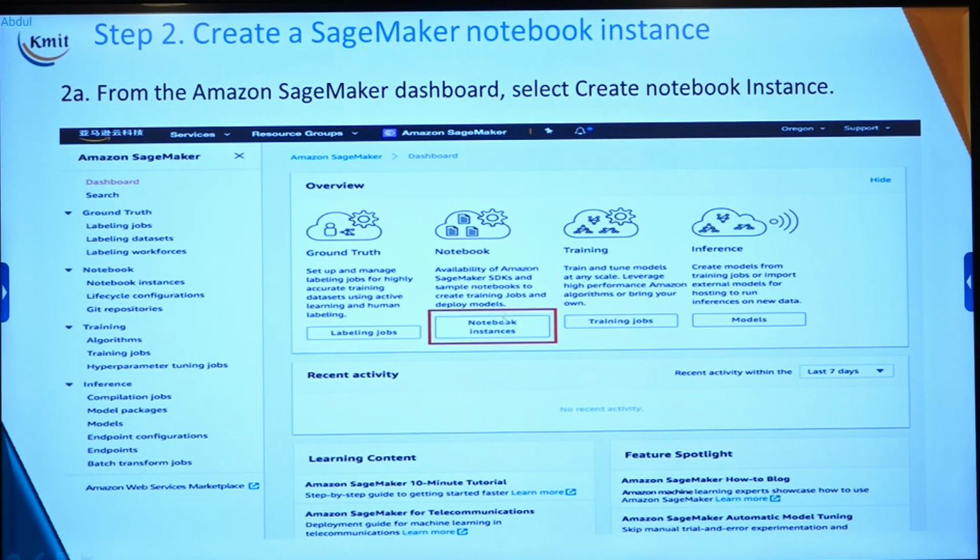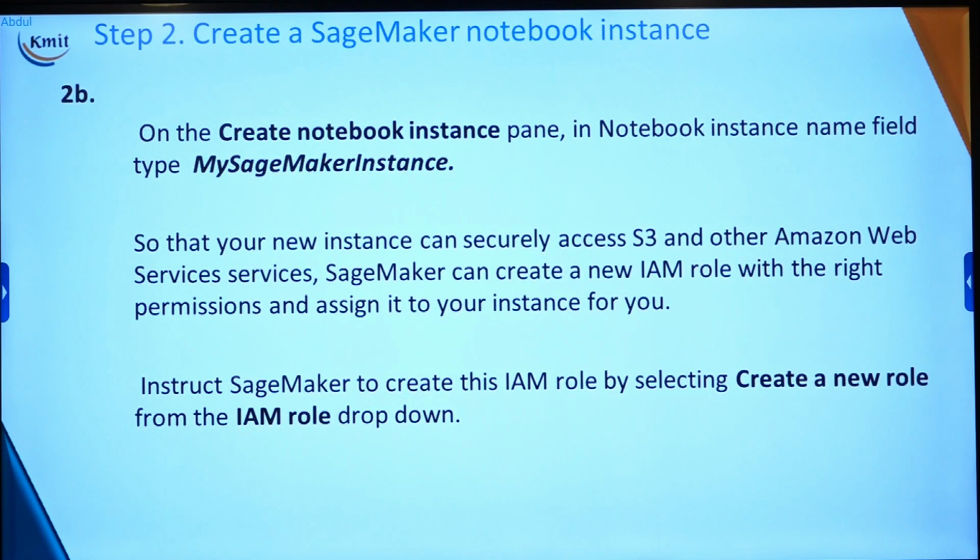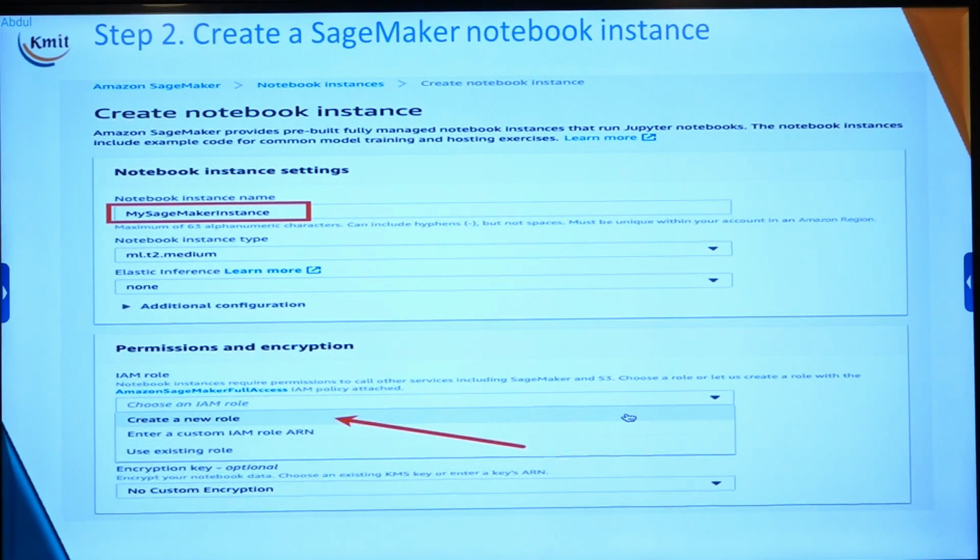Once you click this, you get a notebook instance. You are going to give some name to that instance. Whatever name you want to give, here the name given is my SageMaker. Then we are going to give some IAM role, so that if I create that IAM role, I can securely access S3 and other Amazon web services using that role. So we are going to create an IAM role, I give some name to that, and now create a new role.